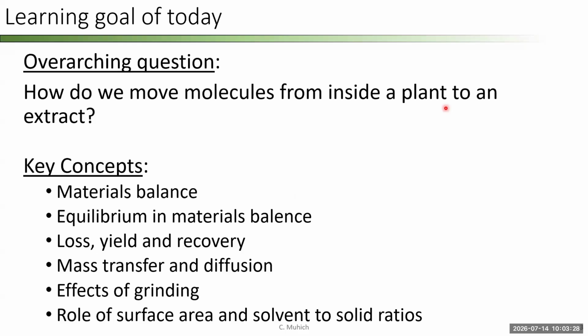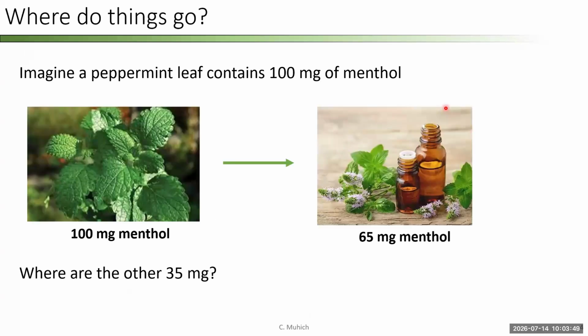Our key concepts are going to be performances of material balances, understanding equilibrium in material balances, loss, yield, and recovery, mass transfer and diffusion, effects of grinding, and the roles of surface area and solvents in solvent-to-solid ratios. So we're going to really ask the questions of where do things go and how can we control that?